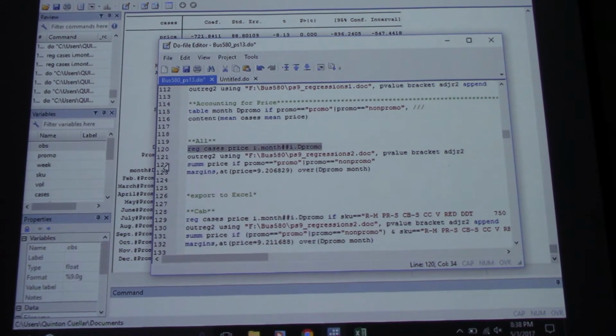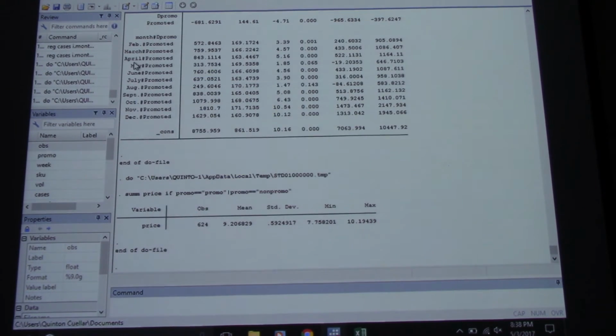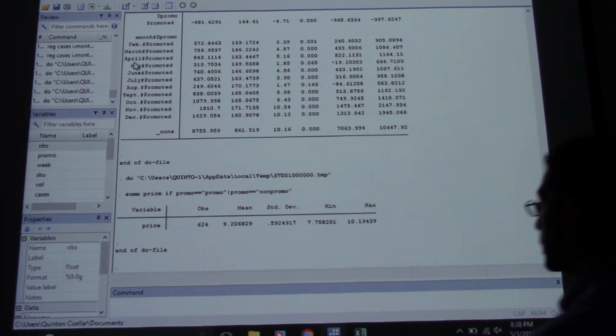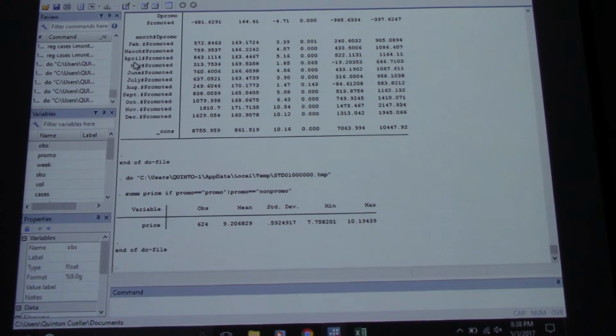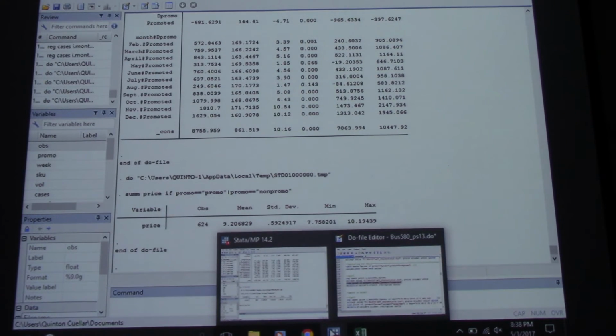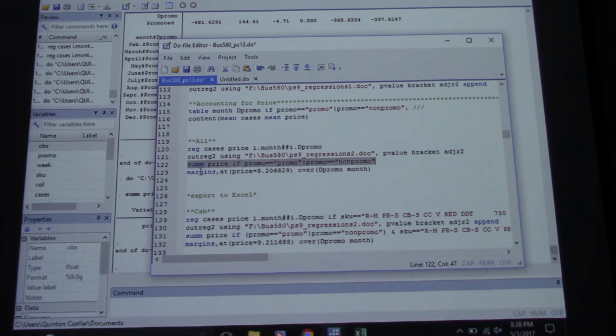So what I did was, I wanted an average price somehow. So we have to evaluate sales at some price, promoted and non-promoted sales. We have to evaluate it at some price. So I just found the average. I looked at the average price, $9.20, and I said, okay, we're going to evaluate at that price in our margins command. And we can change it, by the way.